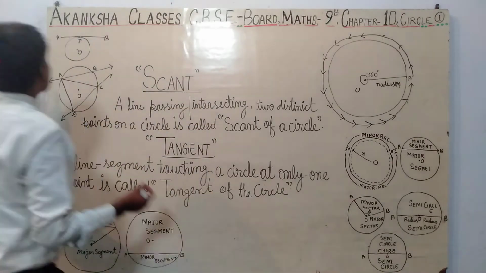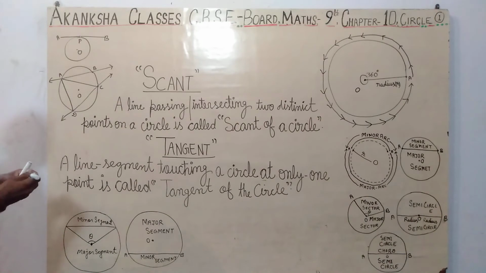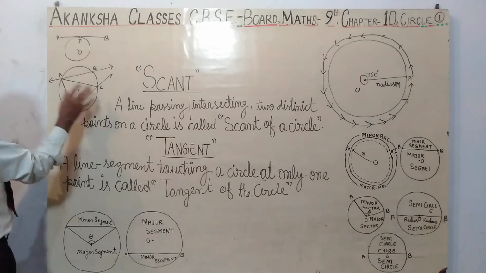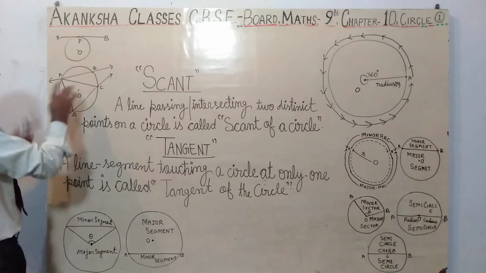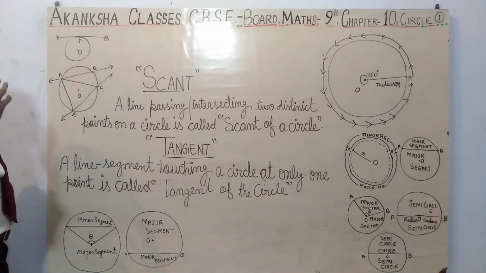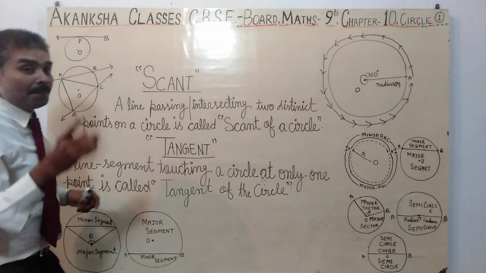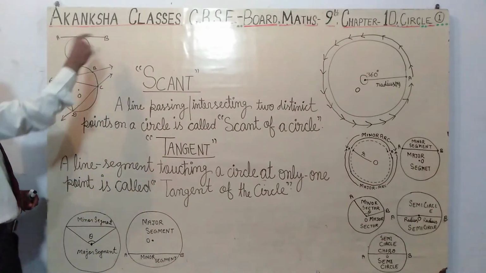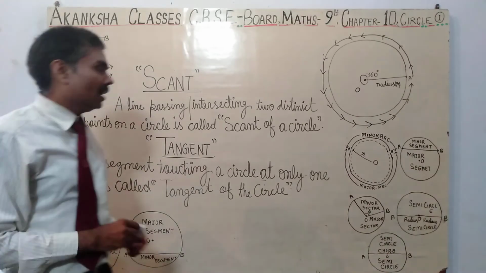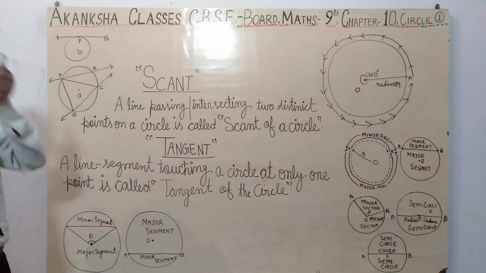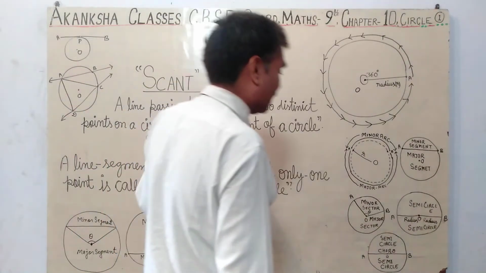Friends, here AB is the tangent. Now you can say that a secant intersects a circle, while a chord joins two points on the circle, while a tangent touches at only one point on the circle. It touches only one point. This is the difference. These terms you will study in class 10th, but I am teaching you so much that you will have no need to study any more about circles in class 10th.